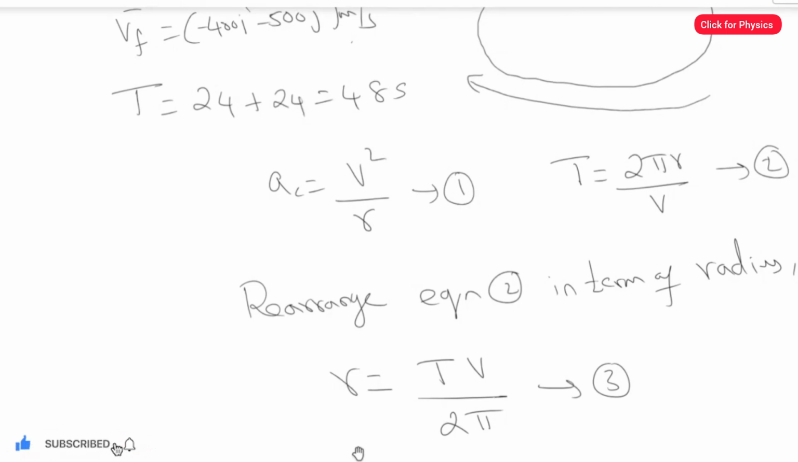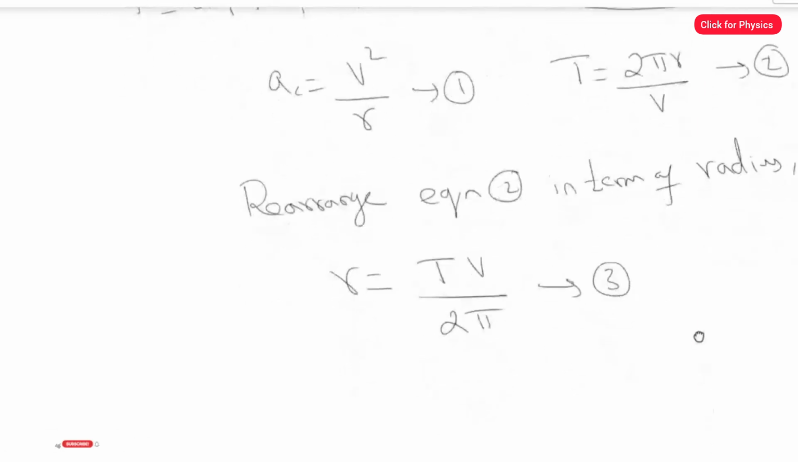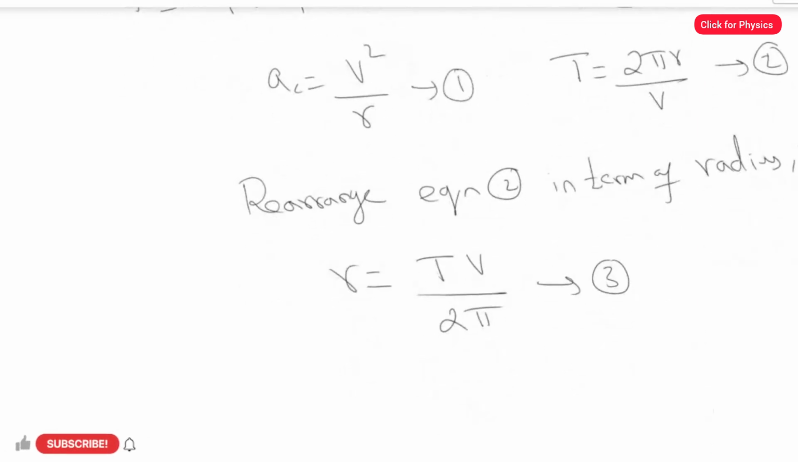So why did we make this change? Because the radius of the circular turn is not given. That's the reason we modified equation 2 in terms of radius, and then we substitute the radius expression in the centripetal acceleration. By that we can easily find the centripetal acceleration value. Clear? And after that, we have to convert it into g units. So now let's substitute equation 3 in equation 1.